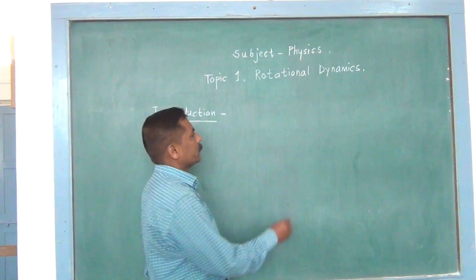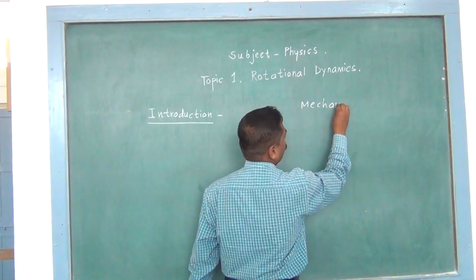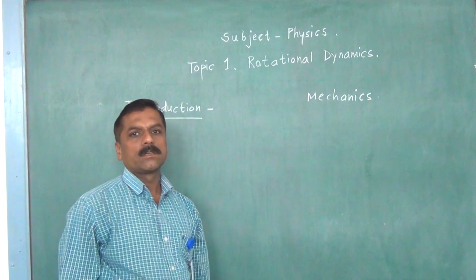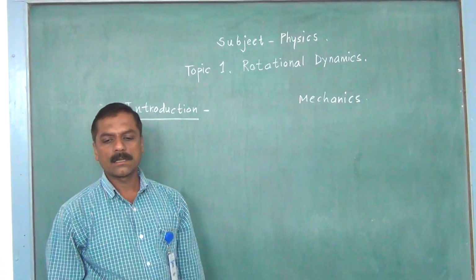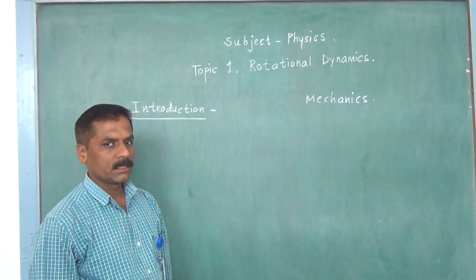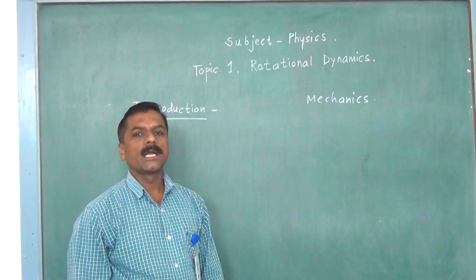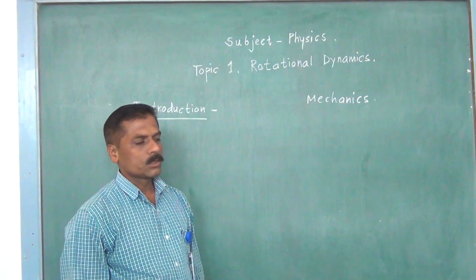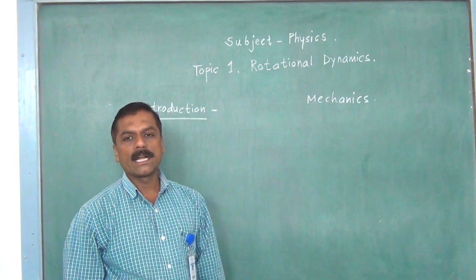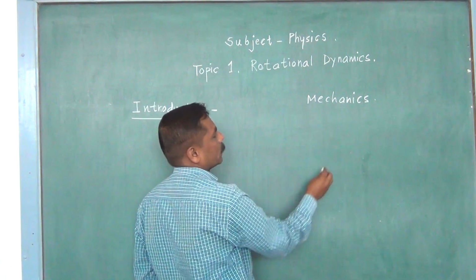We know in the physics there is one branch in which you can study the objects which are in motion and the forces acting on the object. So this is the one branch of the physics which is called as the mechanics. You will find the study of the object which are in motion and the forces acting on them. It is the one branch of the physics.